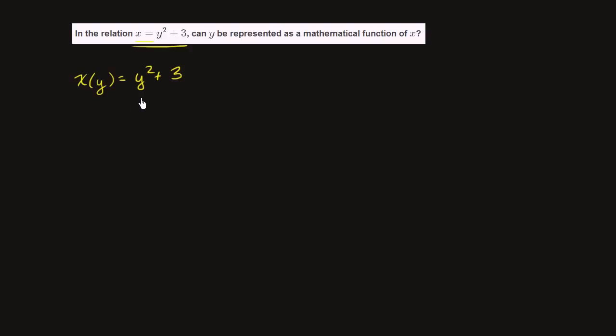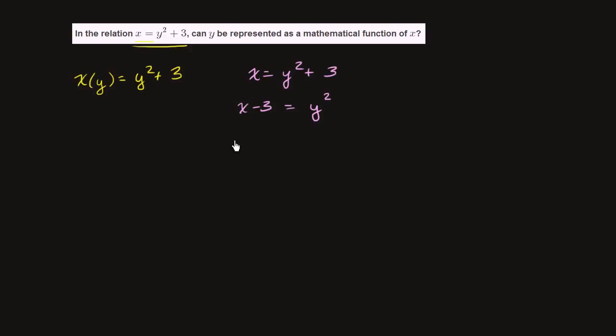of x. So one way you could think about it is you could essentially try to solve for y here. So let's do that. So I have x is equal to y squared plus 3. Subtract 3 from both sides. You get x minus 3 is equal to y squared. Now the next step is going to be tricky. x minus 3 is equal to y squared.